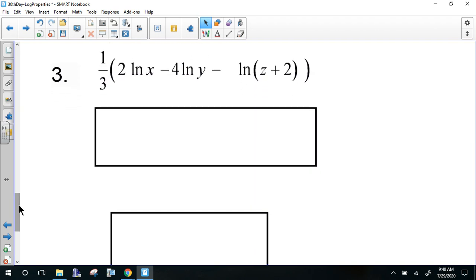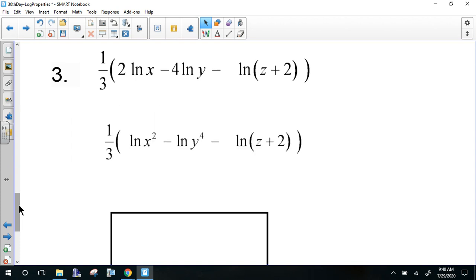Next example. Notice that I have 1/3 out in front of everything that's in a pair of parentheses. So that's the first thing I'm going to have to take care of. Looks like we went ahead and moved the exponents to 2 and 4, and now we'll take care of what's inside the parentheses.